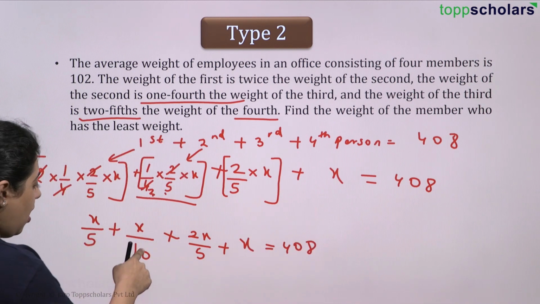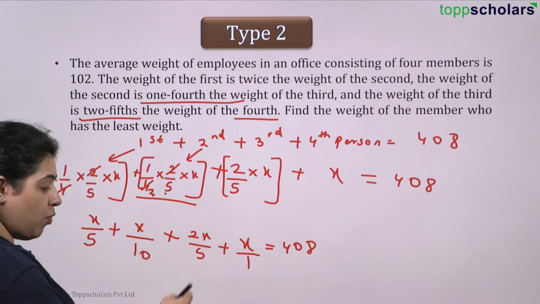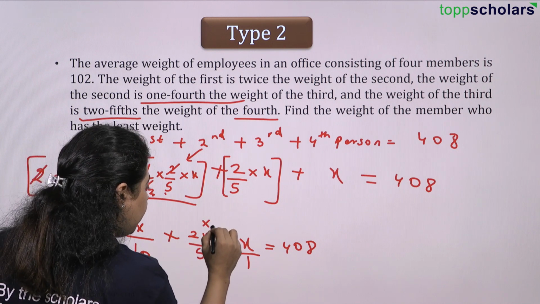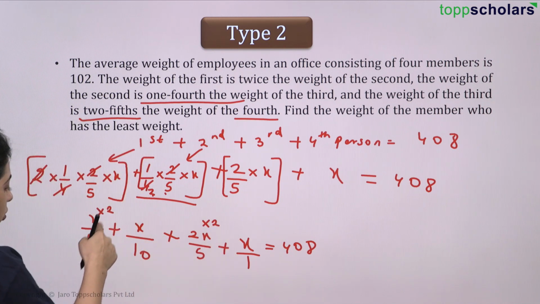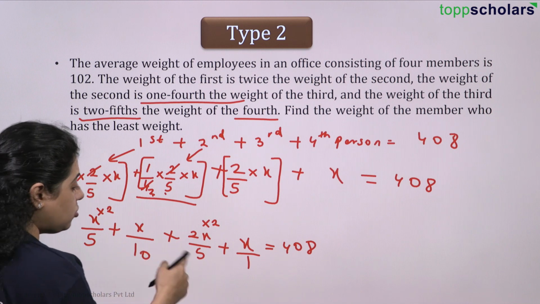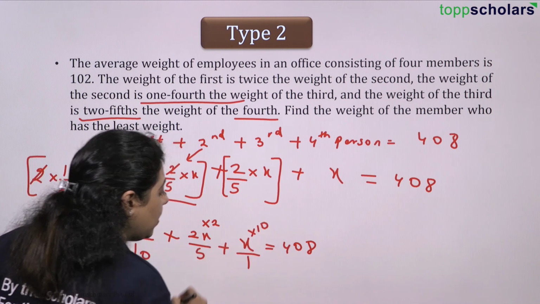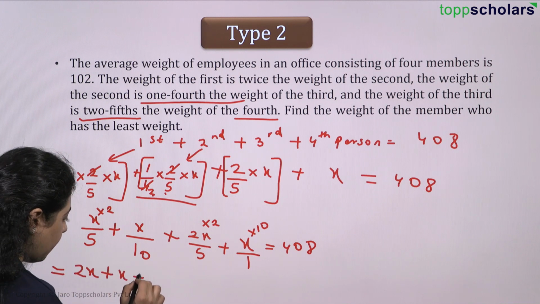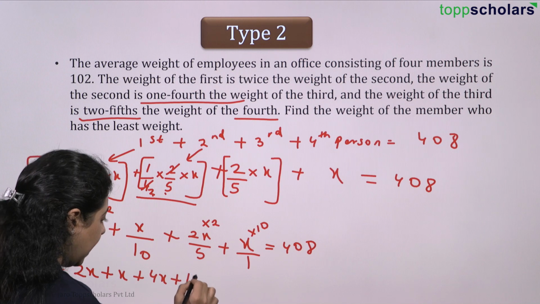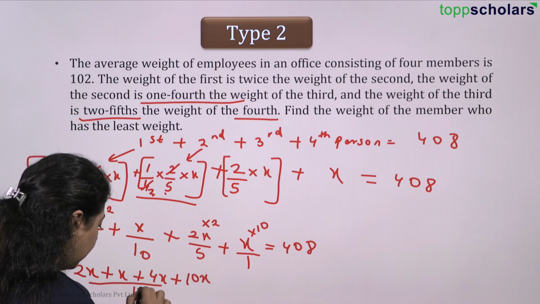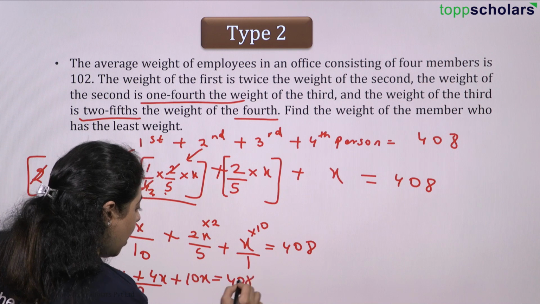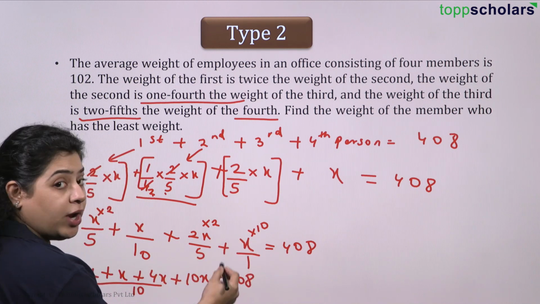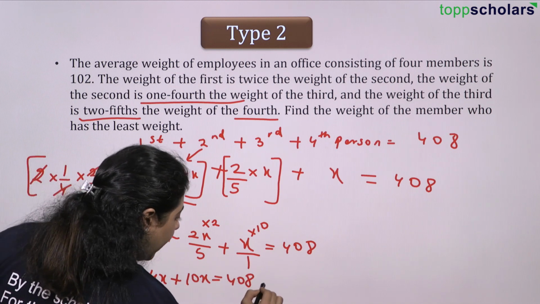Now here if I see, I have denominators as 1, 5, 10 and 5. So what I'll do, I'll take the LCM. Here I will multiply by 2. Here also I'll multiply by 2. It will become 10, 5 into 2 is 10. Here also it will become 10. And here I will multiply it with 10. So what I'll get is 2x plus x plus 4x plus 10x upon 10 is equal to 408. Now this divide by 10, I'll take it to the other side. It will become multiply. So 408 into 10 will be 4080.